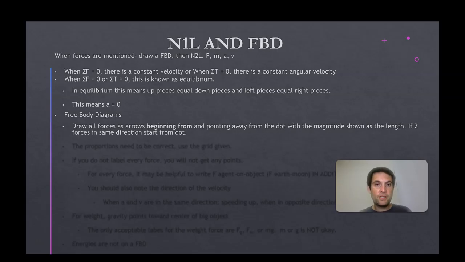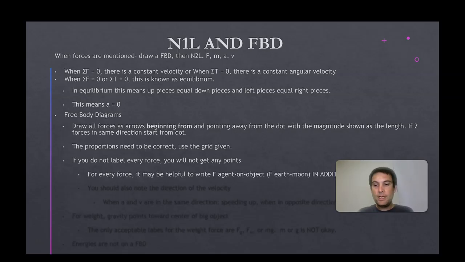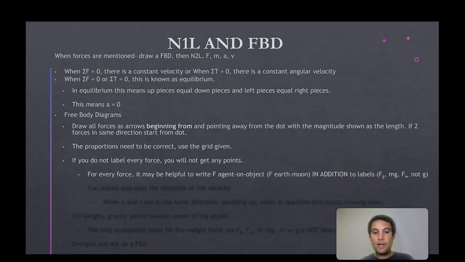If we have 2 forces in the same direction, we're going to start both of those from the dot, so they'll be side by side, not stacked on top of each other. The proportions, again, need to be correct. If you do not label every force, you will not get points. For every force, it may be helpful to write F agent on object. For example, the force of the Earth on the moon, in addition to labels.